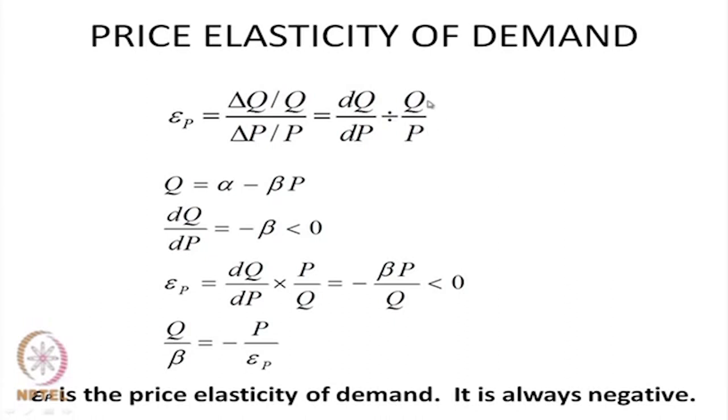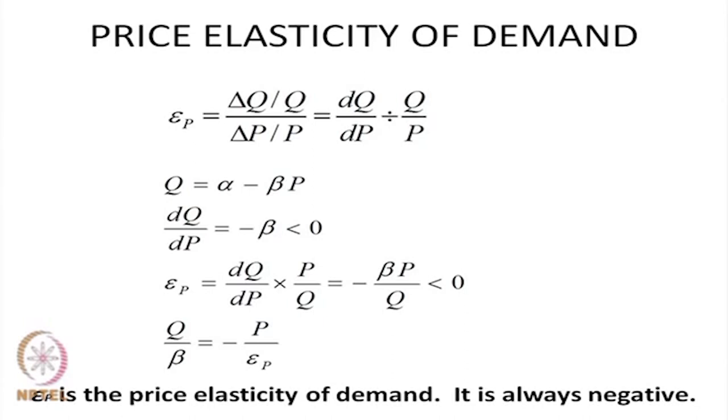When we multiply, P will come to the numerator, Q will go to the denominator. Now, assuming that the relationship between Q and P is a straight line relationship, we give Q as equal to alpha minus beta P. This is a straight line relationship with a negative trend, as we know, minus beta. So, Q is equal to alpha minus beta P, and if we take the first derivative of Q with respect to P, we get dQ/dP as equal to minus beta.